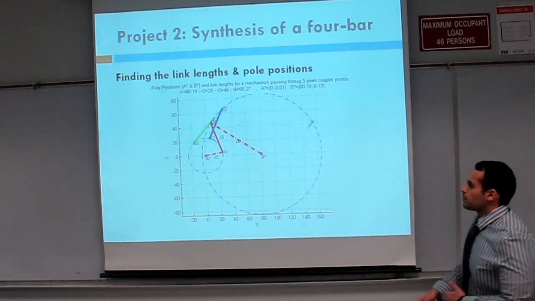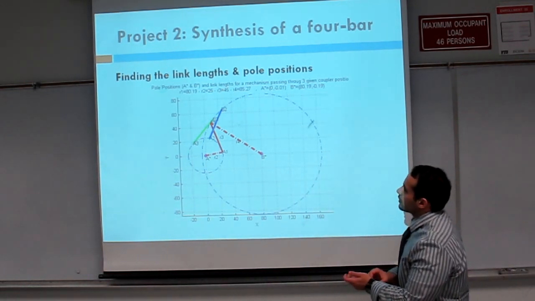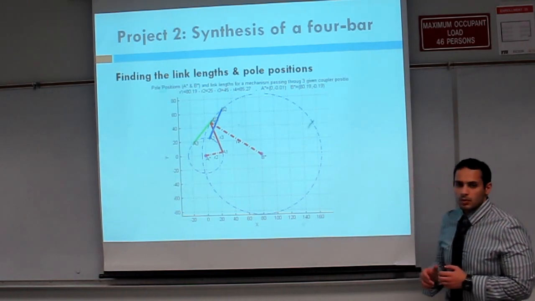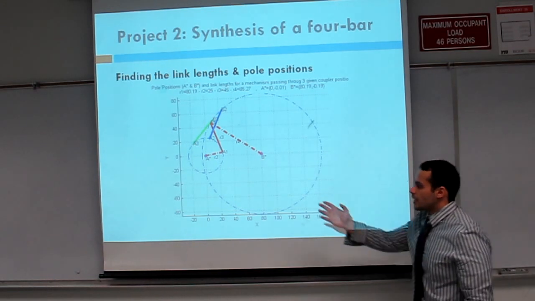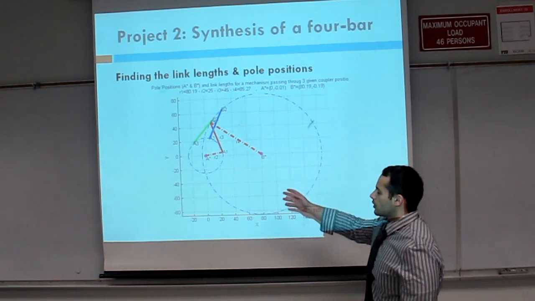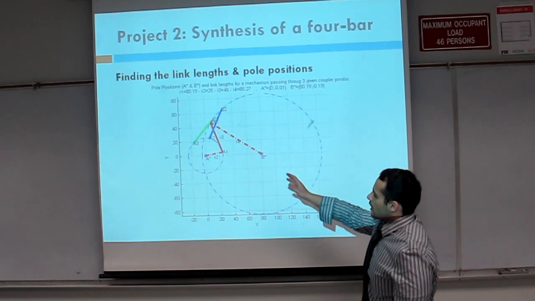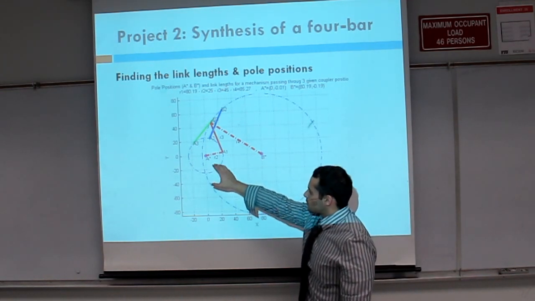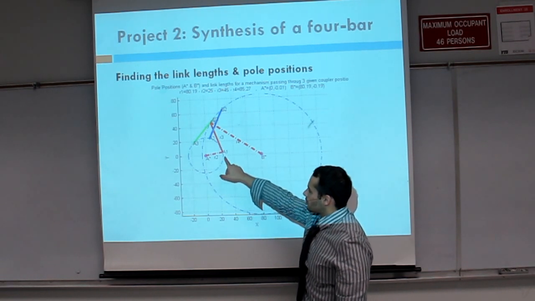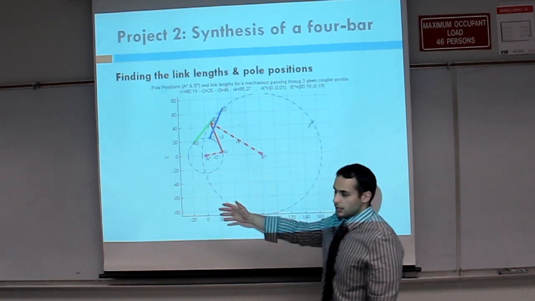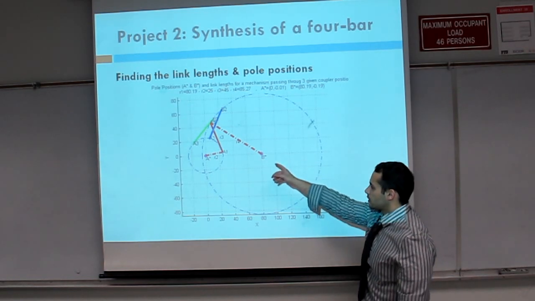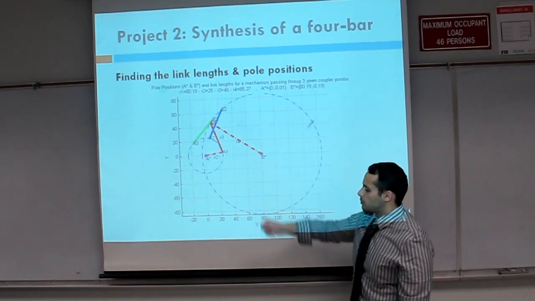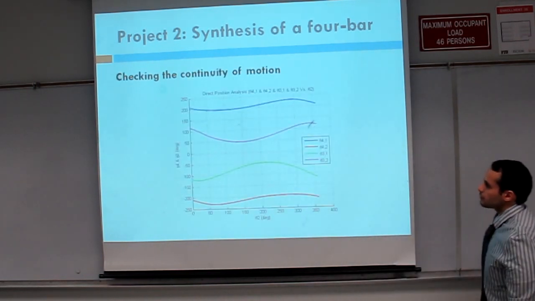As you can see in this plotted data figure, we found the link lengths and the pole positions. The pole positions are A star and B star, which are the centers of the circles. A star is the center of the smaller circle, and the path goes from A1 to A2 to A3. And the bigger circle is B star, and the path shows that it goes through B1, B2, and B3.